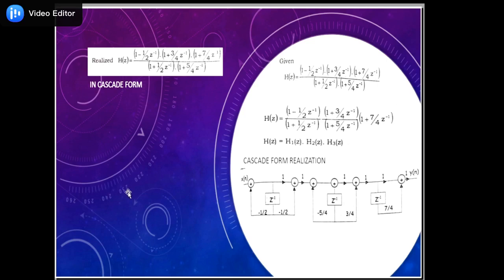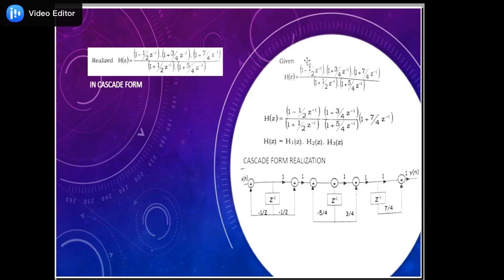Then the first problem on this cascade form: realize H(z) = (1 - 1/2 z^(-1))(1 + 3/4 z^(-1))(1 + 7/4 z^(-1)) divided by (1 + 1/2 z^(-1))(1 + 5/4 z^(-1)). Realize it in cascade form. The given equation is this.